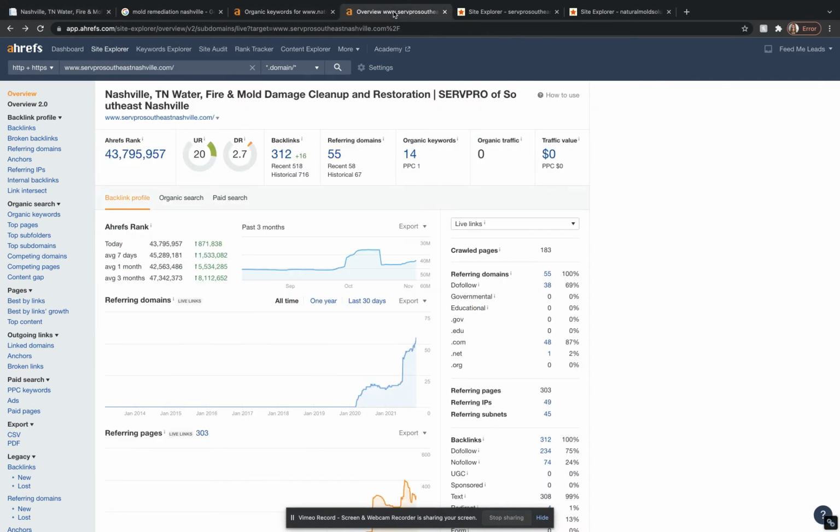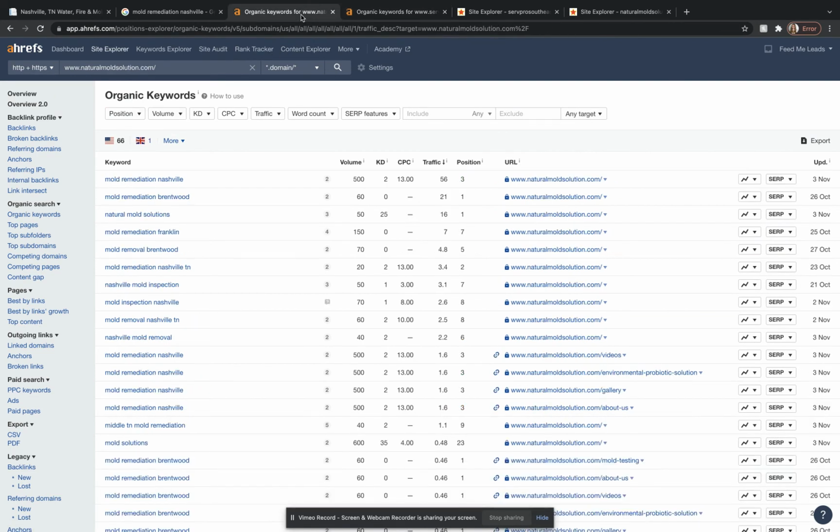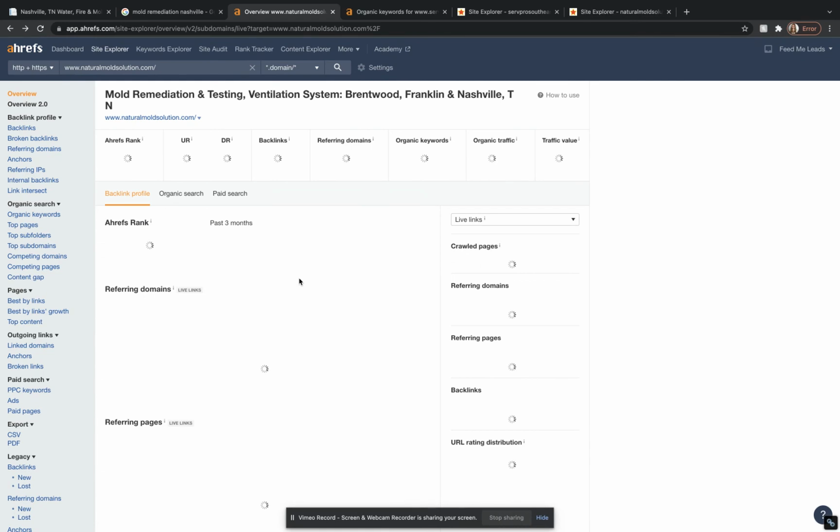If we take a look at your guys' site, you guys actually have more backlinks from more domains. But if we take a look at your keywords here, you guys are only pretty much ranked for your own name. So if no one knows about you already, then it's going to be harder for them to find you. For instance, I know you guys do more than mold remediation, so we'd want to be looking at all of your competitors for all of the different keywords that you would want to rank for that bring in a lot of volume.